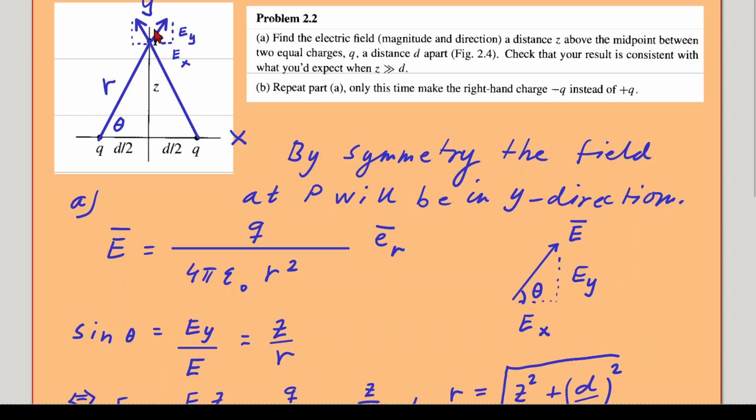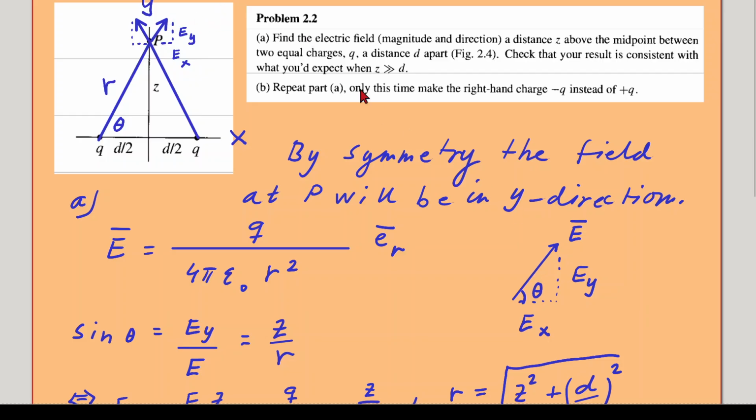But each vector here can be divided up into the x component and the y component, and also here. And then you see that the vector in the x direction will cancel out with that one here. So the only thing that we will have is the electric field in the y direction, and here also, twice, in other words.